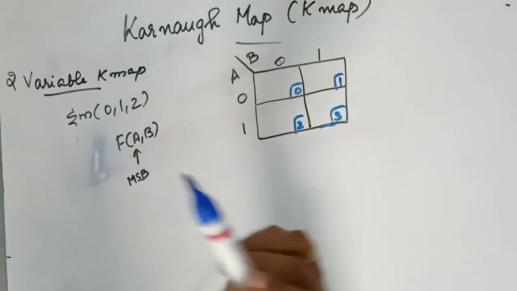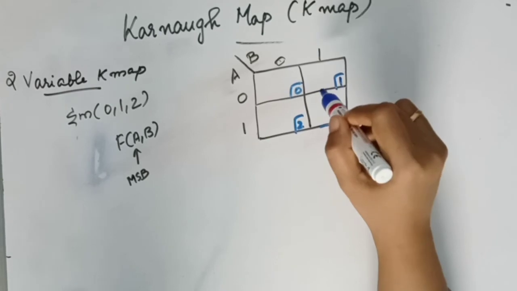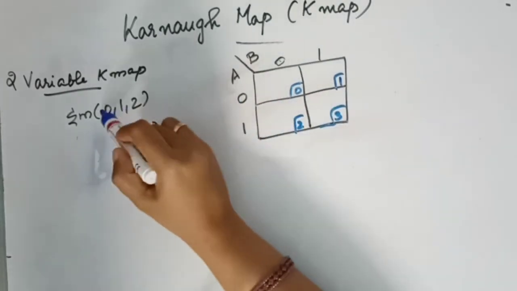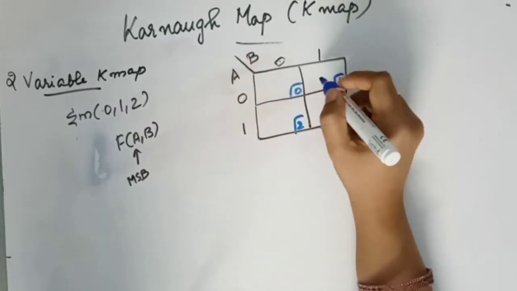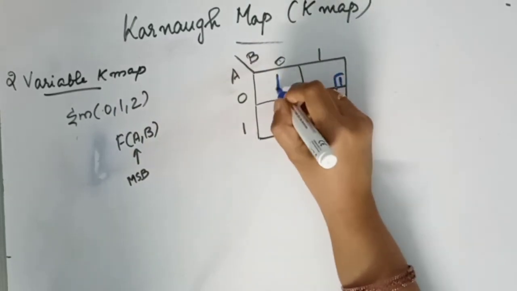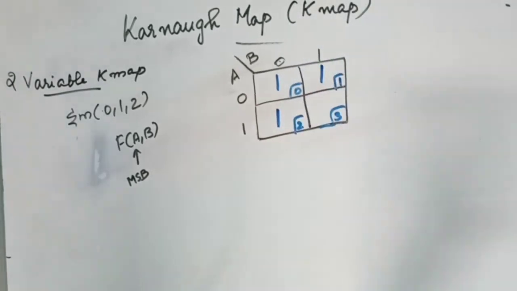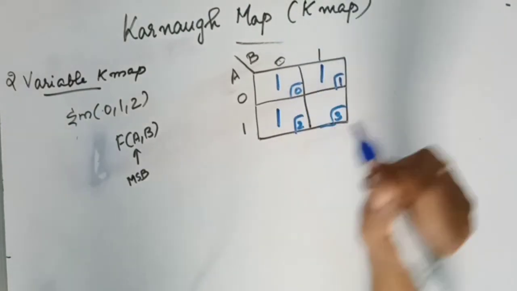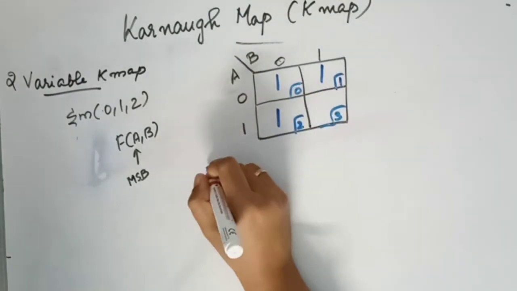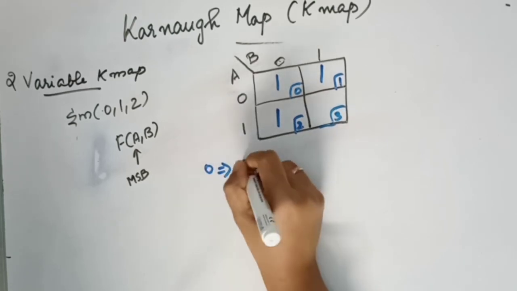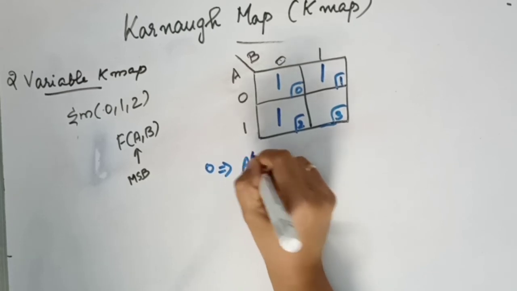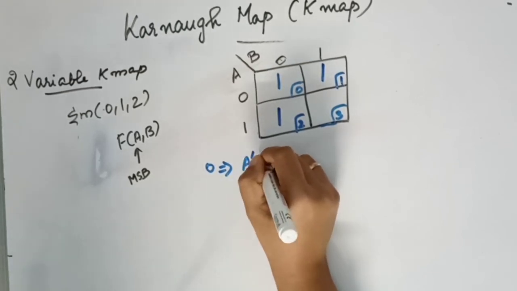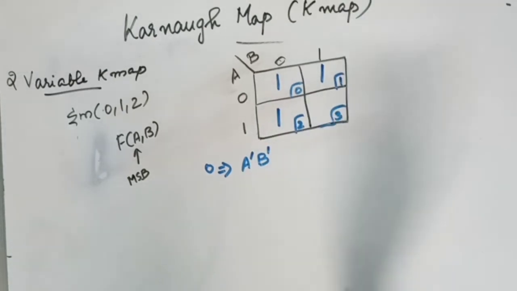So 0, 1, 2, when you write like this, when it's in the case of SOP, whatever cell values is written inside this, those values you will put as 1, 0, 1, 2. Okay. So what this actually means is 0. 0 means A is 0 and B is 0. A is 0 means it is taken as A bar. B is 0 means it is taken as B bar.